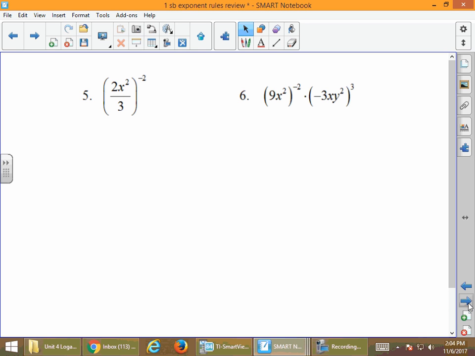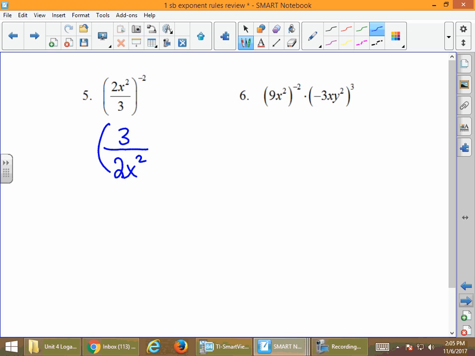Two x squared divided by 3 raised to the negative 2nd power. Once again, negative exponents. We're going to flip. So this is going to become 3 over 2x squared. I'm not changing anything on that fraction. We flipped it. What changes is that negative 2 becomes positive 2. That's what changes. Flip and change the sign on the exponent.